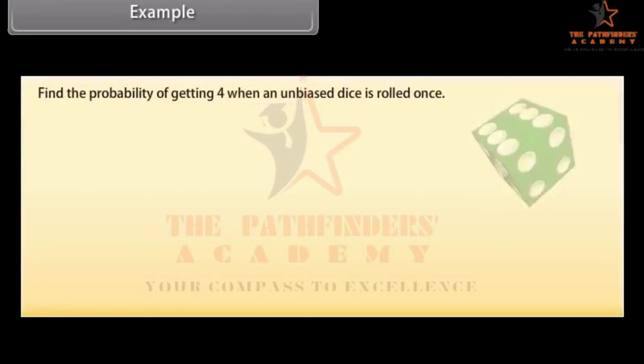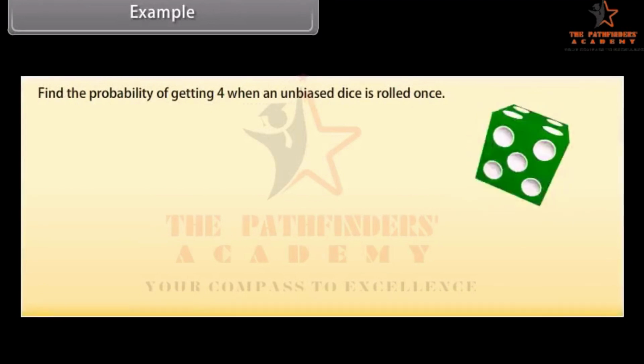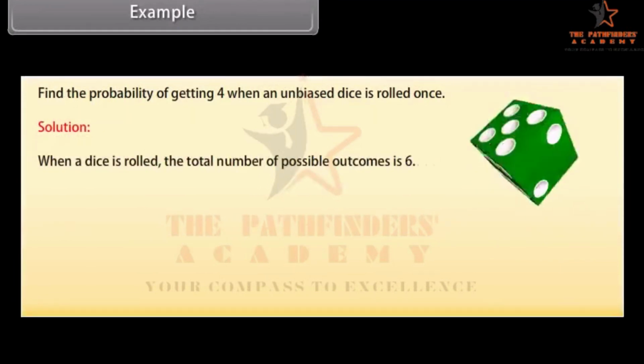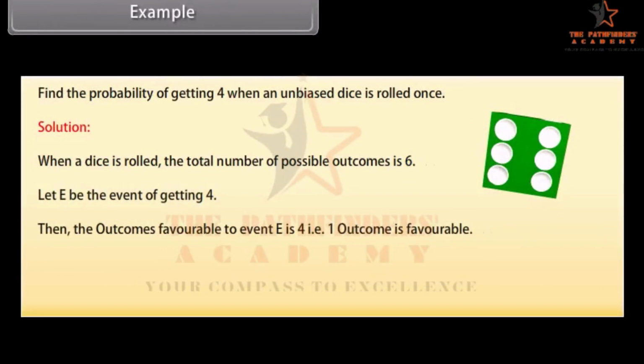Example. Find the probability of getting 4 when an unbiased dice is rolled once. Solution. When a dice is rolled, the total number of possible outcomes is 6. Let E be the event of getting 4. Then, the outcome favorable to event E is 4, that is, one outcome is favorable. Hence, probability of event E is equal to 1 upon 6.